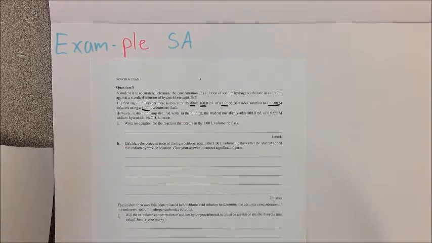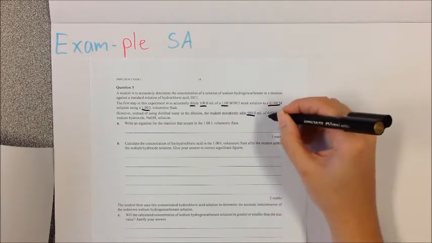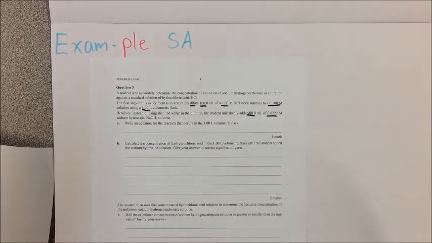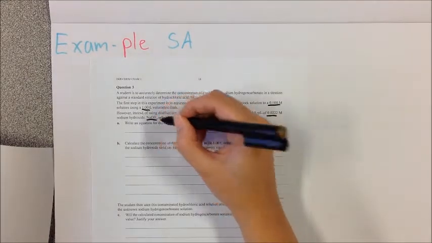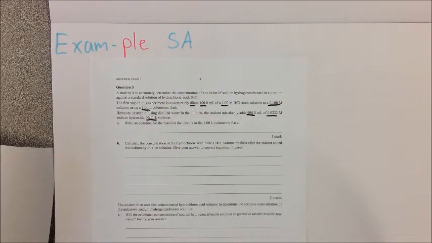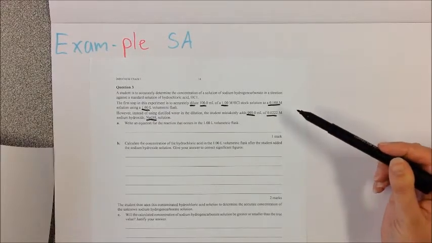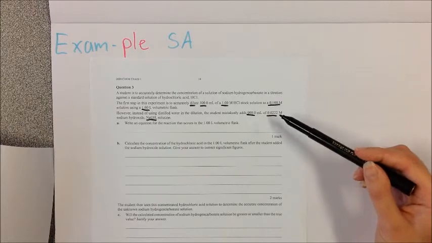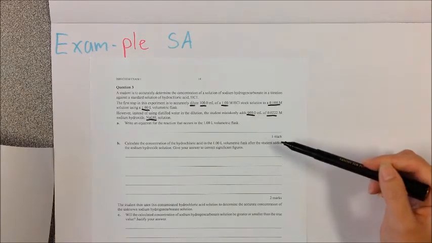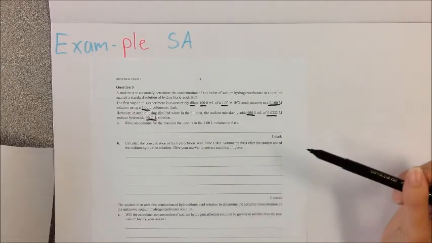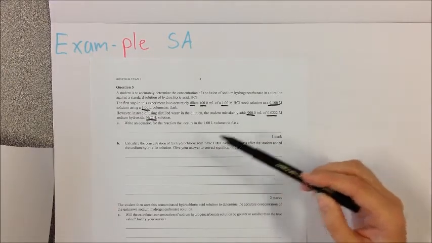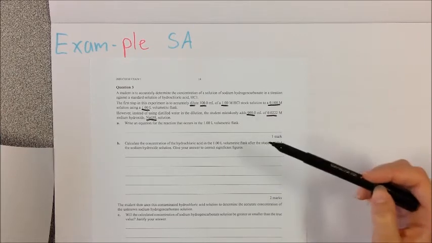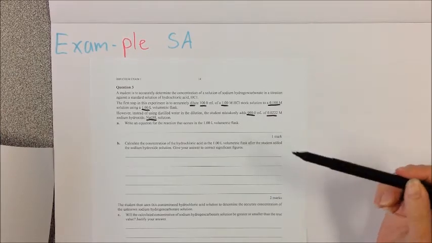However, instead of using distilled water in the dilution, the student mistakenly adds 900 ml of 0.0222 molar sodium hydroxide solution. So what's happened here is the intention of the titration was to titrate hydrogen carbonate with hydrochloric acid. And what's happened is instead of diluting the hydrochloric acid solution with distilled water, he's used sodium hydroxide instead. So what's actually happening in our volumetric flask is there's a reaction happening, not just a dilution.